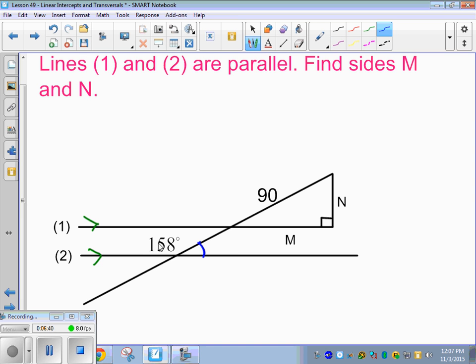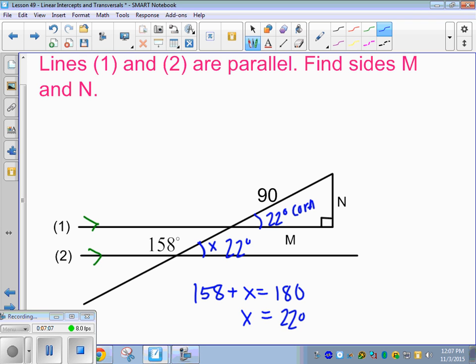So this angle and our 158 are supplementary with each other. So 158 plus, we call it x again, equals 180. So x has to equal 22 degrees this time. This is 22. And then again, using corresponding angles, this angle is going to be 22 degrees.